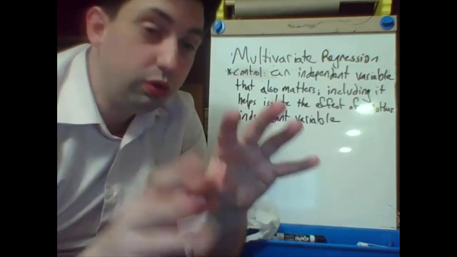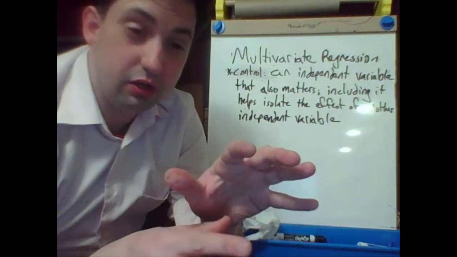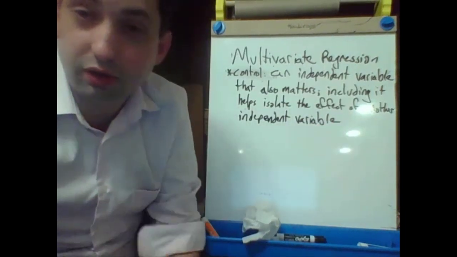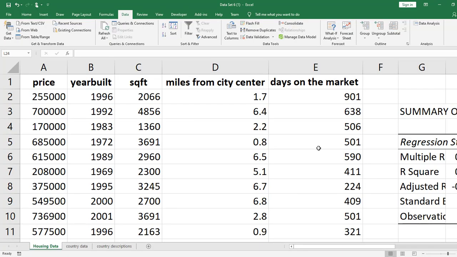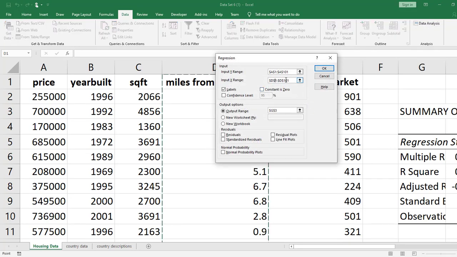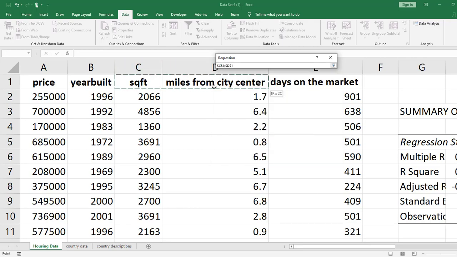Holding square footage constant, how does Miles from City Center change? And this is a really simple thing to do in Excel. We're going to go into regression, and rather than highlighting just D, we will highlight C and D.